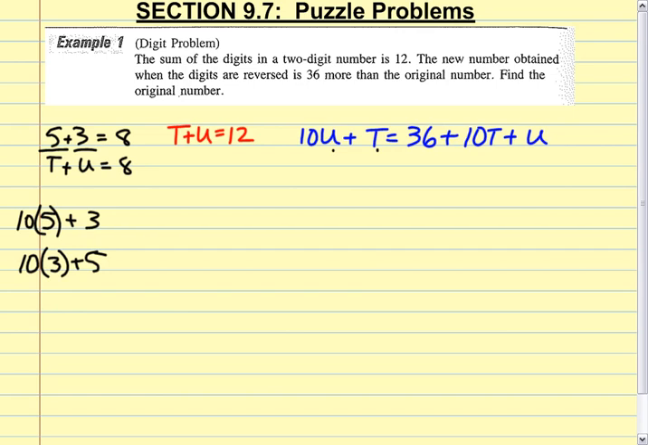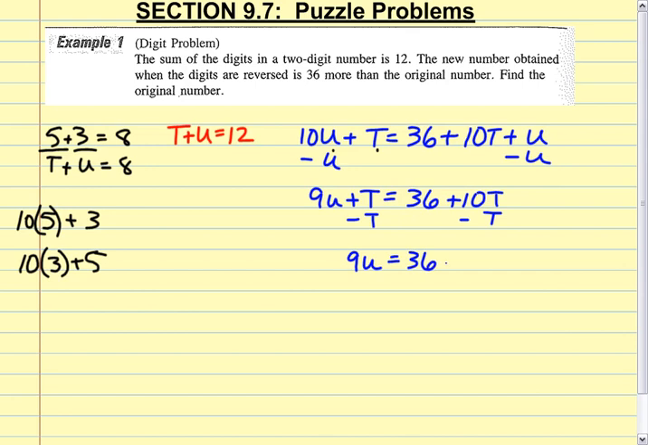Okay. So now we're just going to use substitution. Oh, you know what? Let me simplify this. I've got u's on both sides and t's on both sides. I'm going to subtract u from both sides. So now I've got 9u plus t is equal to 36 plus 10t. Now I'm going to subtract t from both sides. And now I've got 9u is equal to 36 plus 9t. I lowercased my t there, but that's okay. Now over here on that first equation, I'm just going to subtract t from both sides, and u is equal to 12 minus t.